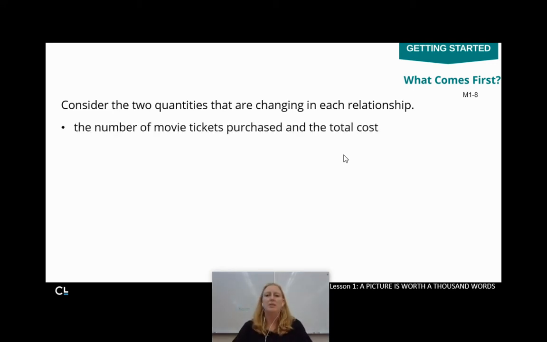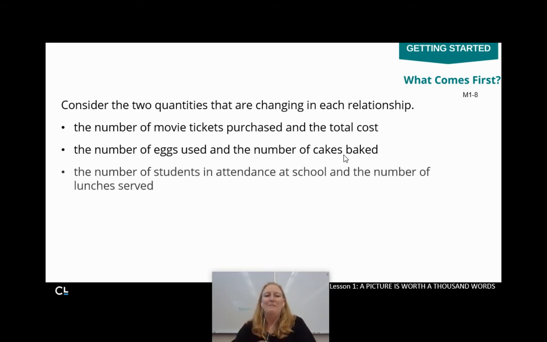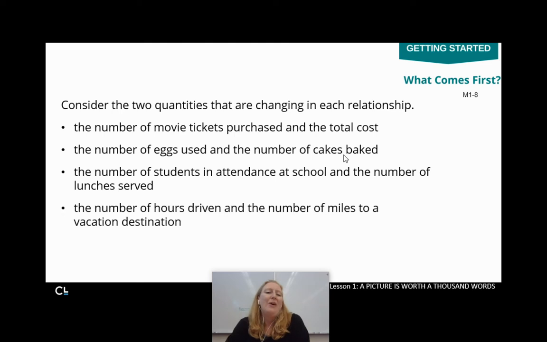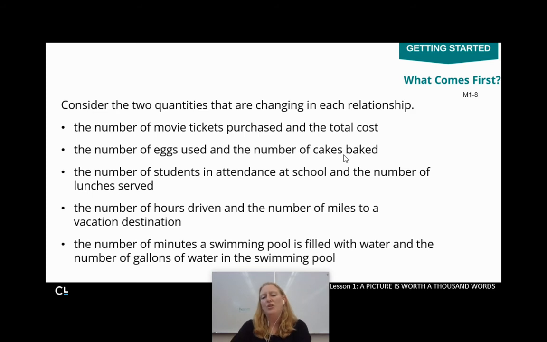What do you need to know first? So the number of movie tickets purchased and the total cost, what would you need to know first? How are they related? The number of eggs used and the number of cakes baked. What do you need to know first? The number of students in attendance at school and the number of lunches served. What would you need to know first? The number of hours driven and the number of miles to a vacation destination. What information would you need first? And the number of minutes a swimming pool is filled with water and the number of gallons of water in the swimming pool. What comes first?